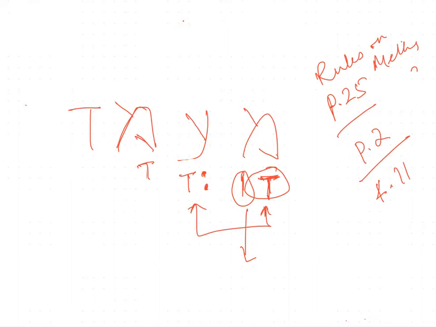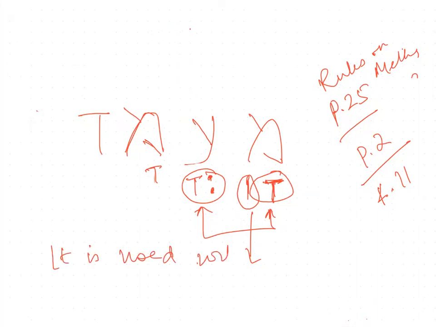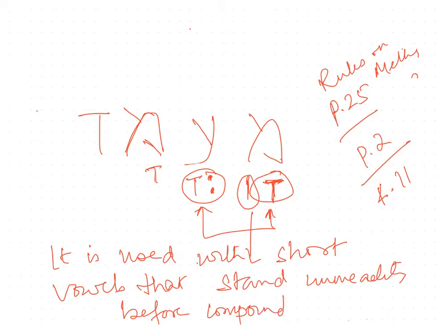This is a short vowel. Yes, this is kametz katuf. This is a short vowel that stands immediately before compound shevas. Is it standing immediately before a compound sheva? Yes, this is a compound sheva. So, the metheg in this case is used with short vowels that stand immediately before compound shevas.